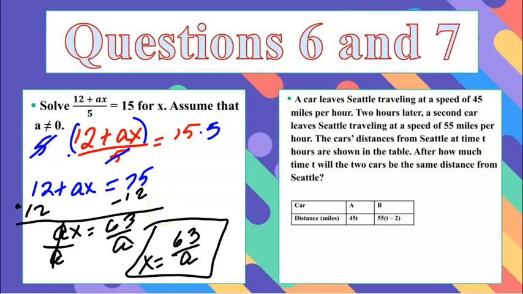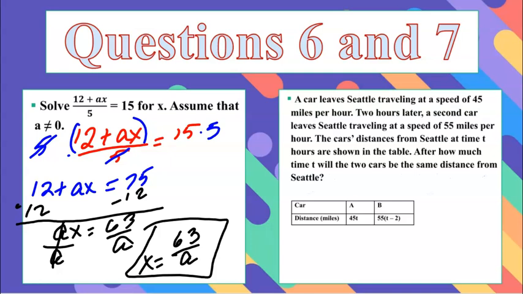Question 7. A car leaves Seattle traveling at a speed of 45 miles per hour. 2 hours later, a second car leaves Seattle traveling at a speed of 55 miles per hour. The cars' distances from Seattle at time t hours are shown in the table. After how much time t will the two cars be the same distance from Seattle?